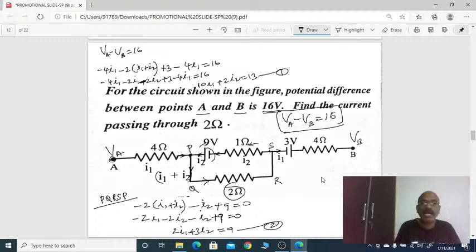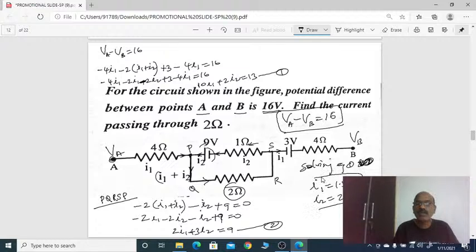You can simplify, right? Solving equations 1 and 2. Both equations you solve it, you will get I1 nearly 1.5, I2 you will get 2 ampere. Solving both equations, try. You will get I1 1.5, I2, right, 2 ampere.